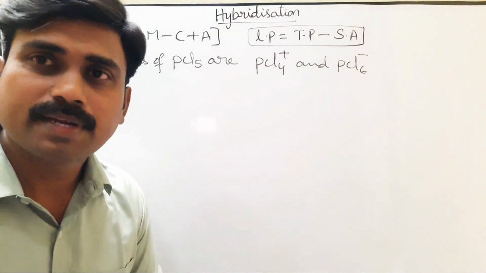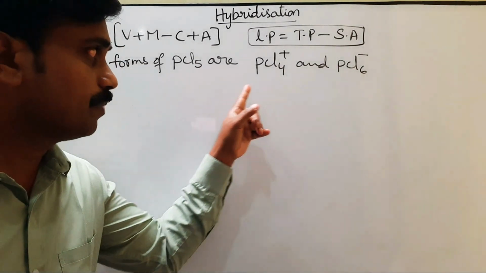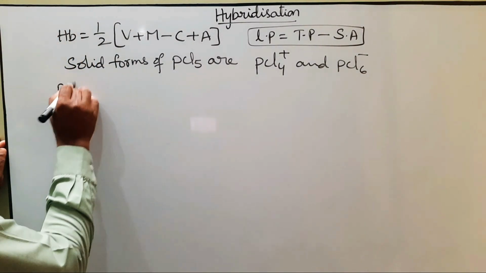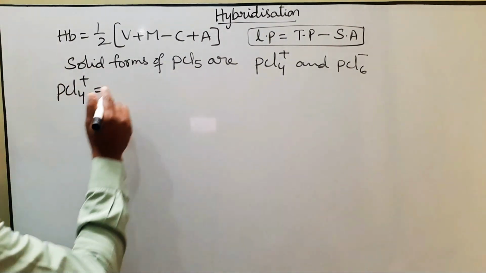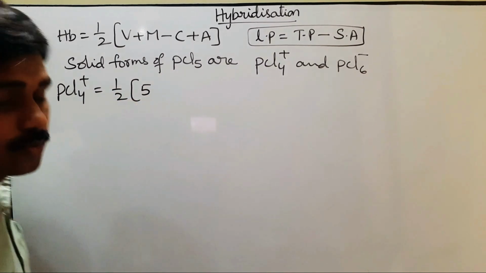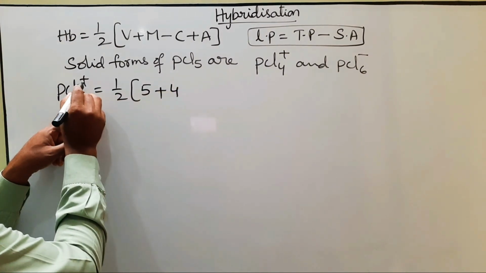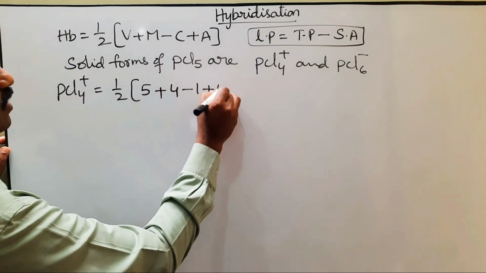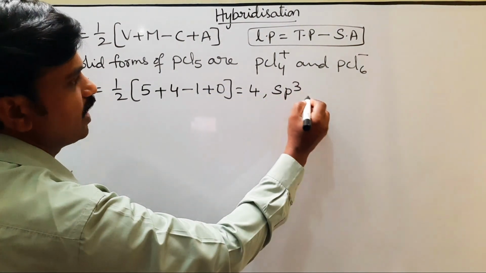Look at now, phosphorus pentachloride also has solid forms. So the solid forms of PCl5 are PCl4 plus and PCl6 minus. Look at now, PCl4 plus. The hybridization of phosphorus in PCl4 plus ion is half into phosphorus belongs to 5th group and has 5 valence electrons, that's why 5, plus surrounding monovalent atoms 4. Here a positive charge is there, that's why you have to take the charge on cation minus 1, plus charge on anion is 0. 8 by 2 is 4. So it undergoes sp3 hybridization.